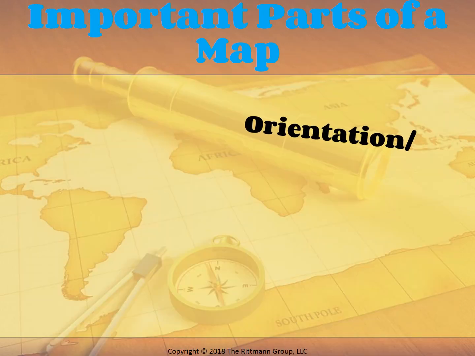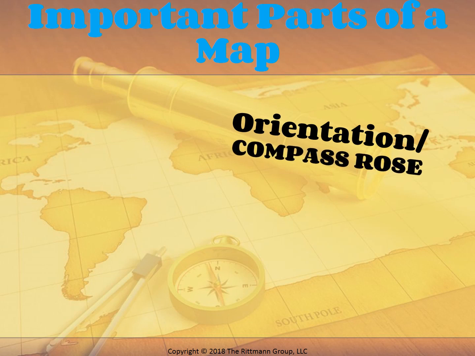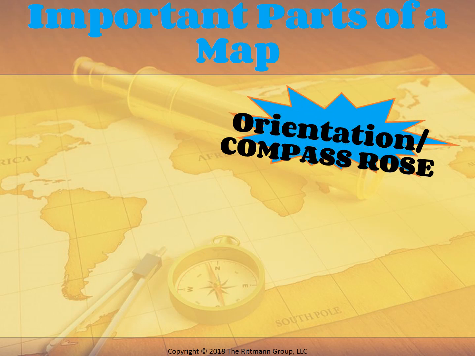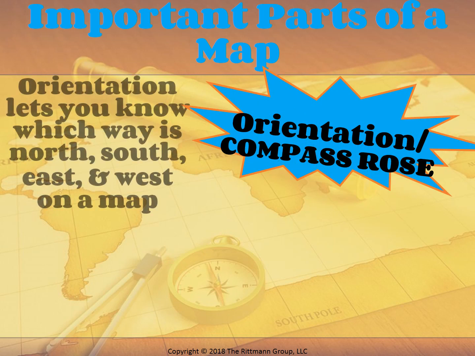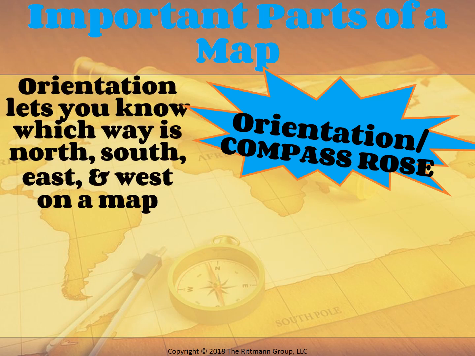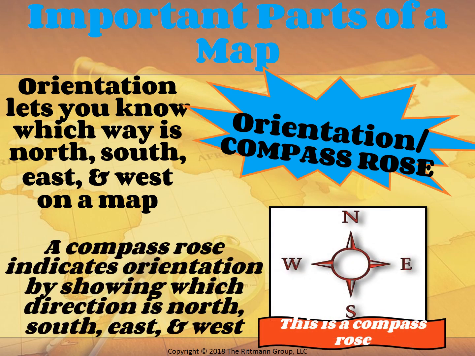Next, we have something very valuable that you've learned in almost every grade level, the orientation, or the compass rose. Orientation lets you know which way is north, south, east, and west on a map. A compass rose indicates orientation by showing which direction is north, south, east, and west. A compass arrow always points to the north. So if you have a compass, as it spins, it points north. Turn your compass to show the end pointing in the same direction as north, and that will tell you which way is west, south, and east.